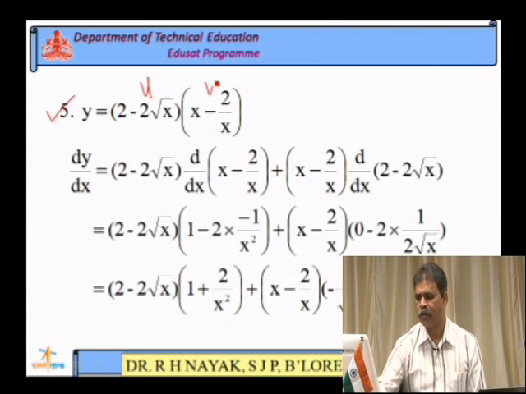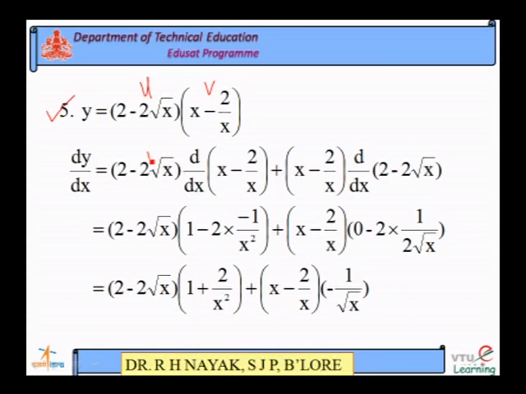Based on that, I have written u as it is, differentiate v, plus v into differentiation of u. Here, 2 minus 2 root x is taken as it is, and the differentiation of x minus 2 by x: the differentiation of x is 1, minus 2 is taken as it is, for 1 by x.